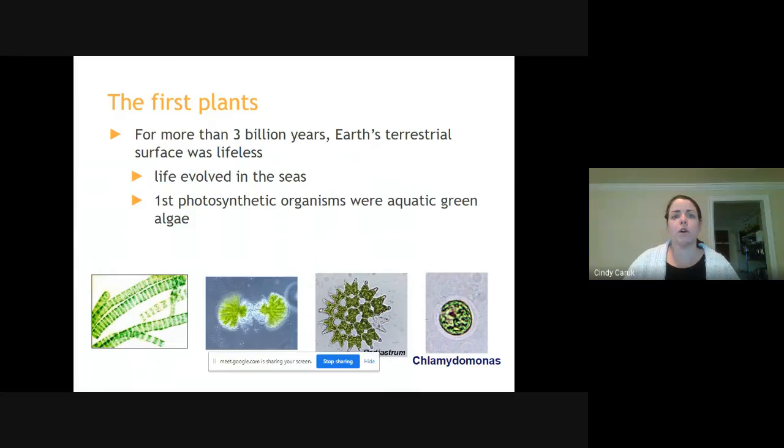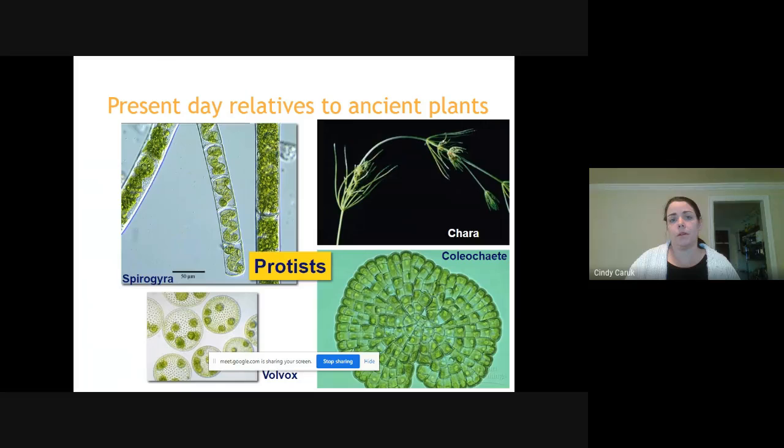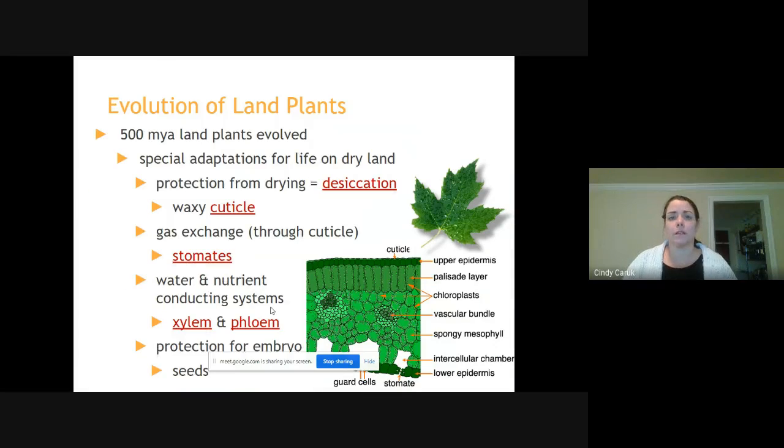So our first plants are more than 3 billion years ago. And life we know evolved in the sea. So our first photosynthetic organisms are aquatic green algae, or we can also go as far back as cyanobacteria. Okay. So our present day relatives, ancient plants, you have the Spirogyra here. Okay. We have a couple of other examples of different algae, and some bacteria like cyanobacteria. So 500 million years ago, land plants start to evolve.